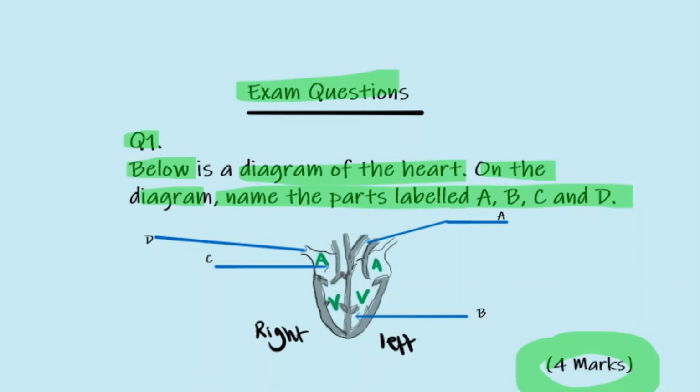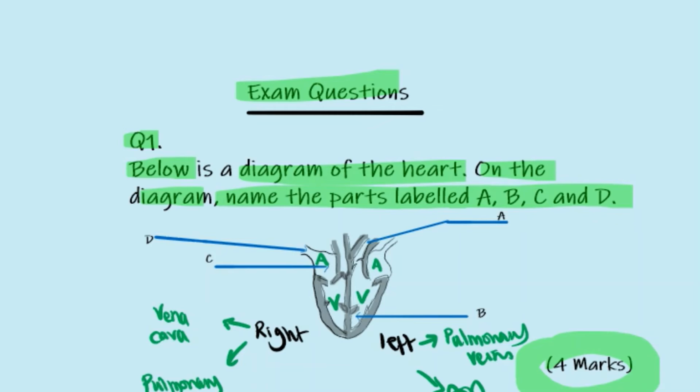Next, let's think about the veins and the arteries on the right side. So the vein in the right side is the vena cava and the artery on the right side is the pulmonary artery. Let's do the same for the left side. So the vein on the left side is the pulmonary vein and the artery on the left side is the aorta.